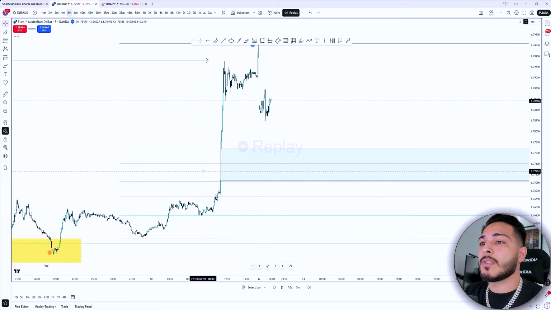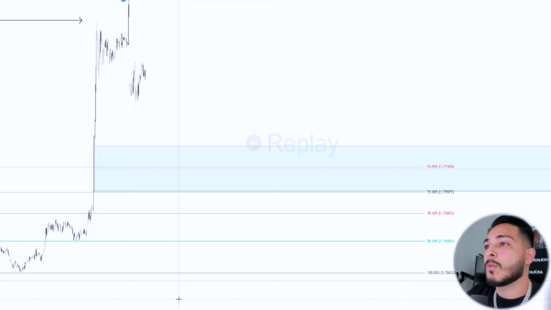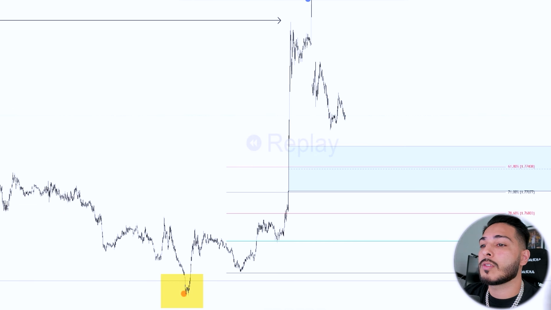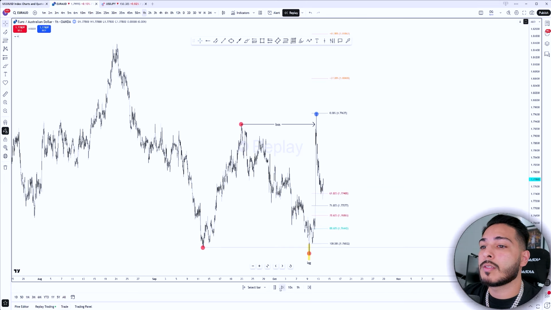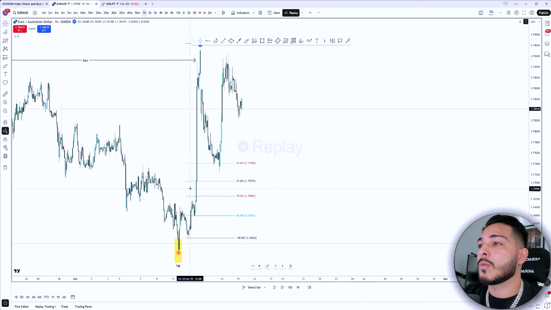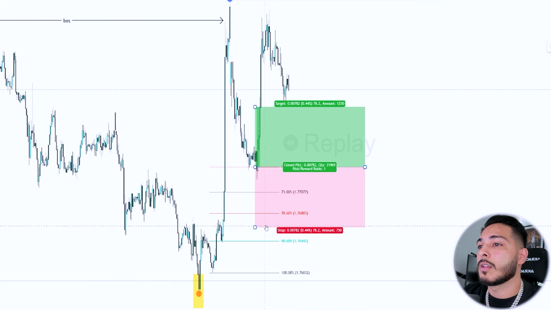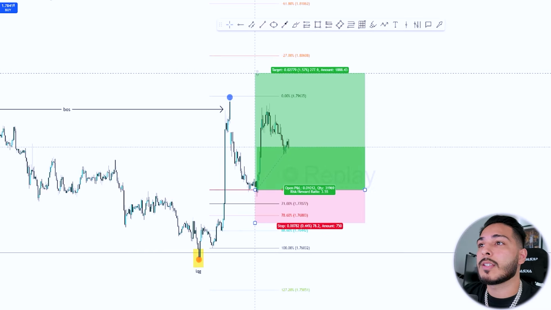And notice that about 50% of that imbalance lines up with that 61.8. So once price came down into here, we took a nice market execution. Let me just speed this up. We'll go to the 1 hour. All right, let's speed it up. So we came down here, we did a market execution order here at the 61.8. And then we had our targets at the -27.